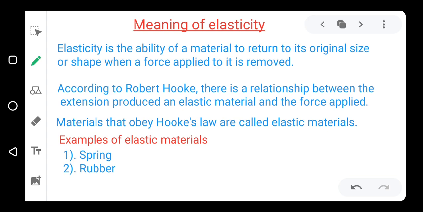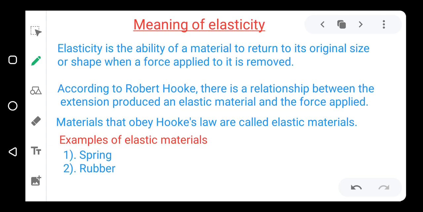When we apply a force to an elastic material, the length will increase. The increase in length is called an extension. If the original length is 4, and when you put a load on it, it increases to 5, the increase in length, which is 5 minus 4, that is 1 unit increase in length, is called an extension. So there is a relationship between the extension and the force, and it says that the force is directly proportional to the extension produced in an elastic material.